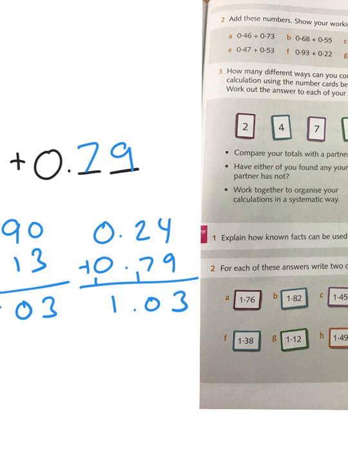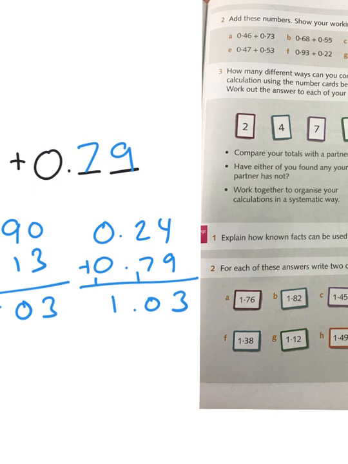What you have to do is make as many of these sums using these four number cards as you can. And then it says compare your totals with a partner. So you might want to do this with somebody at home. Have either of you found any your partner has not? And work together to organise your calculations in a systematic way. Now what that system is up to you.